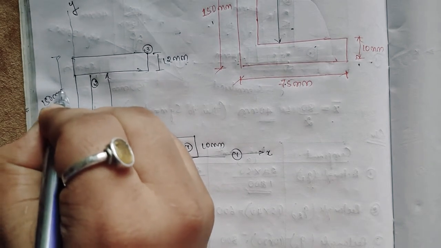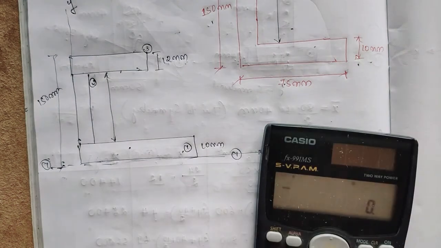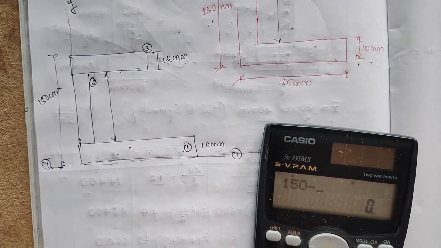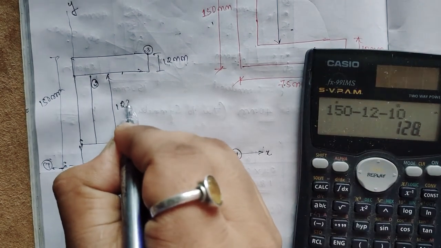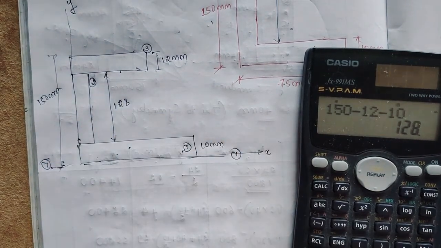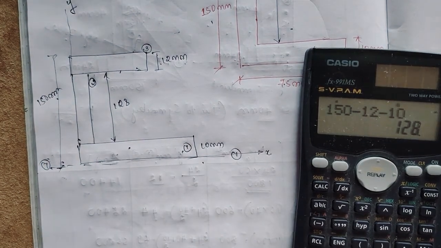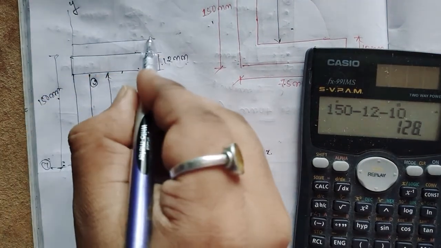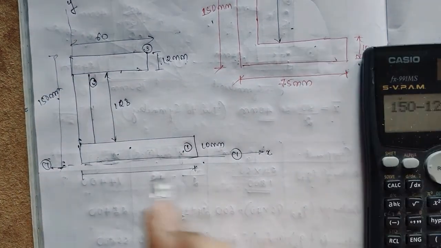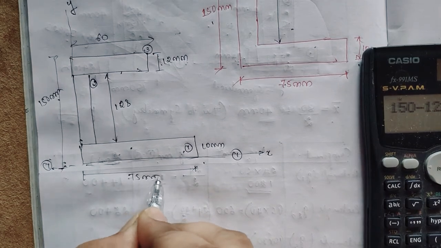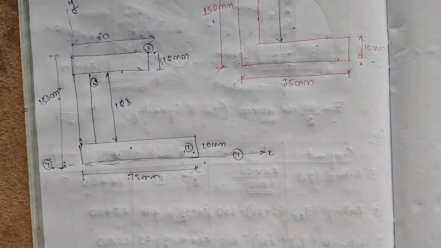150 mm. So if I want to find this, how? 150 minus 12 minus 10, if I do, this is 128. Okay, 150 minus 12 minus 10, if I do, I'll get 128. Then this distance is given, that is 60, and this is what, 75 mm. Okay, now 1 2 3 I divide into 3 components.